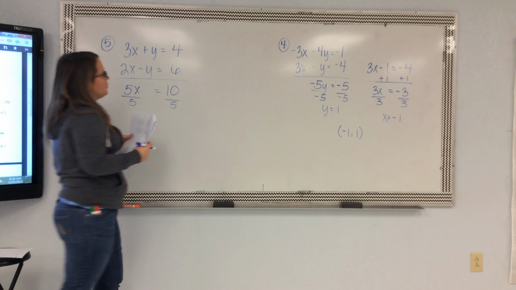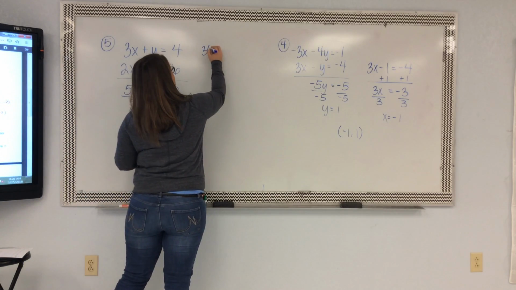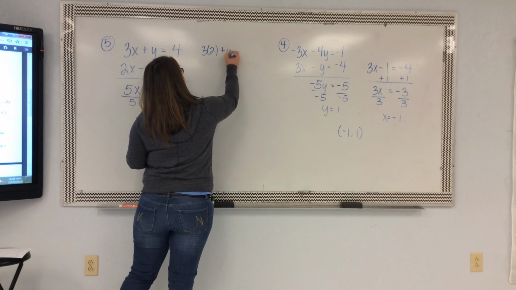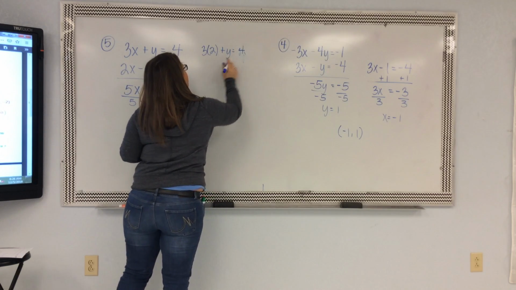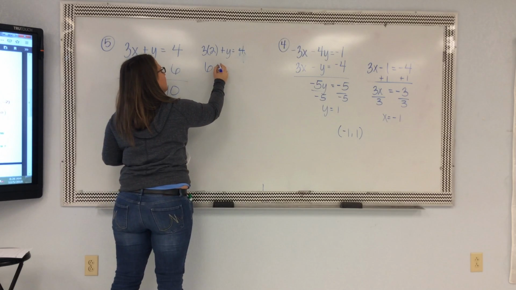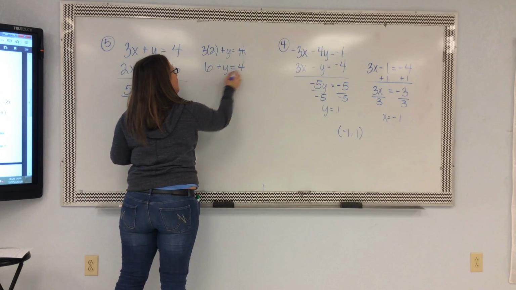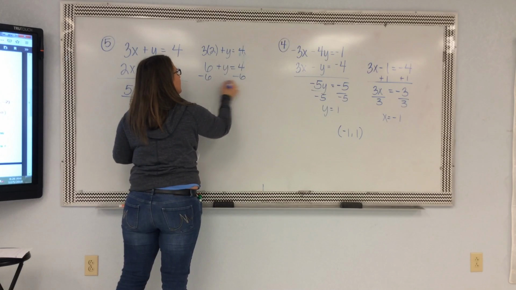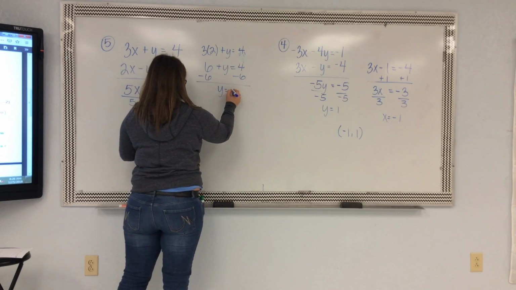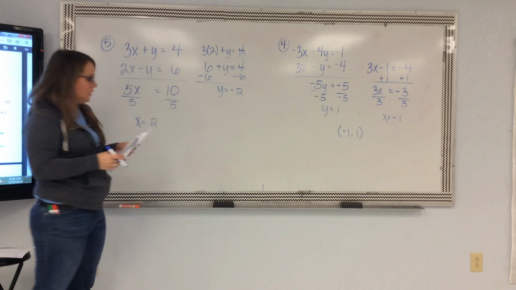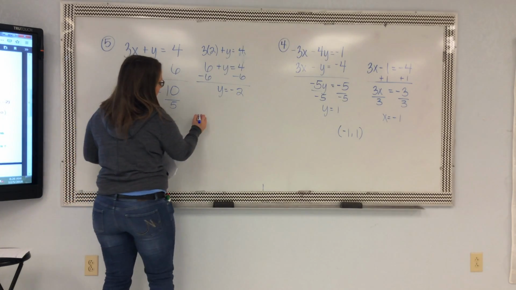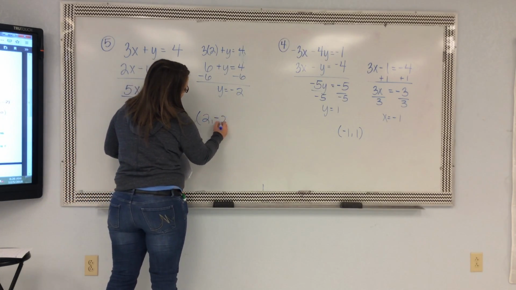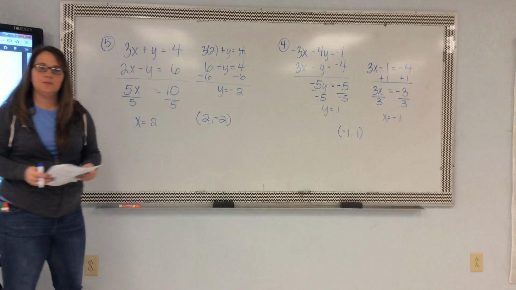Go back and plug that in. I'm just going to go ahead and plug it into the top one. 3 times 2 plus y equals 4. 3 times 2 is 6. So 6 plus y is equal to 4. I'm going to subtract this 6 from both sides, and I get y is equal to negative 2. So for number 5, when I combine my x and y together to give me an ordered pair, I have the point 2, negative 2.